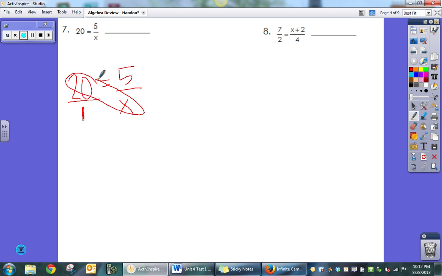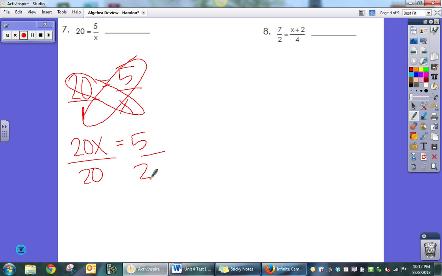So we'll go ahead and do that. That's probably one of the easiest ways to do it. So you get 20x equals 5. Divide both sides by 20, and you end up with 5 over 20, which is 1 over 4.